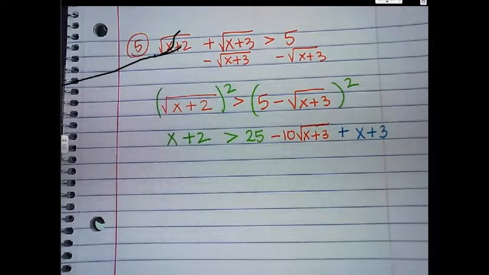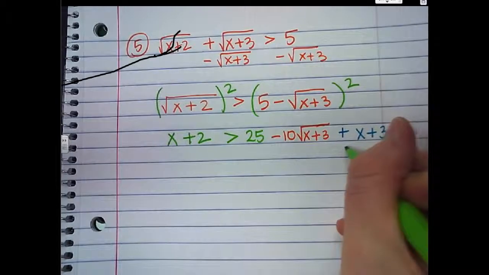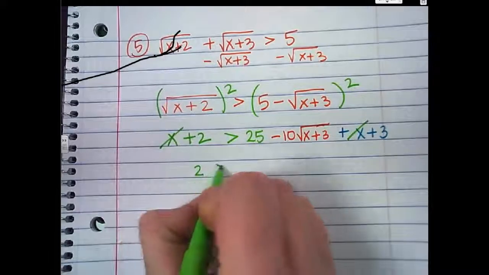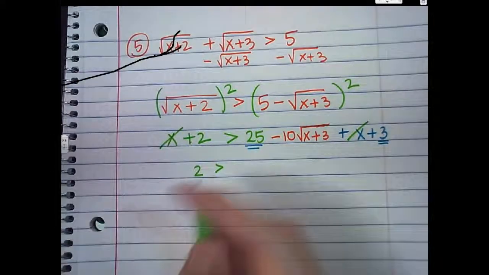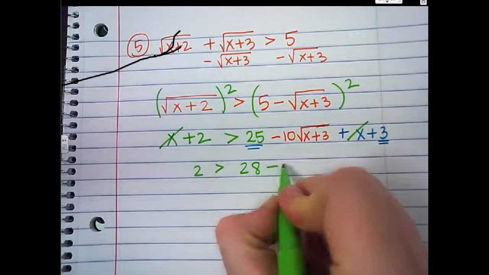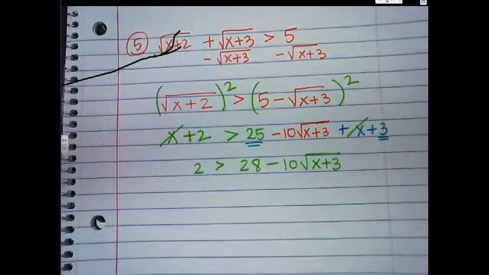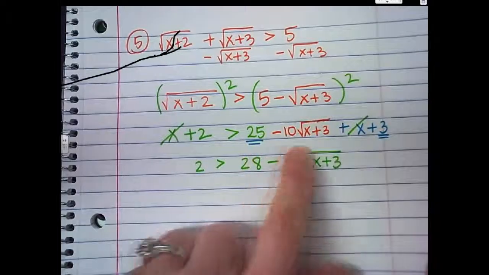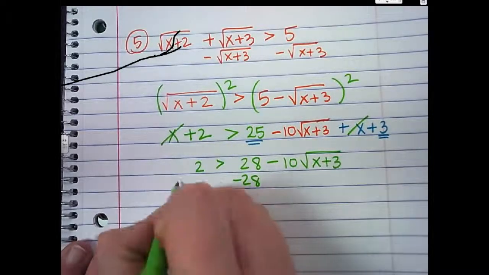And then you're trying to get the radical by itself. So just simplify a little bit here. If I subtract this x over, it's going to cancel. And then I can combine this 25 and this 3. Does anyone have a question on this part right here? Did we get this? Are we getting better at it? Hopefully. Okay. Subtract the 28 over.